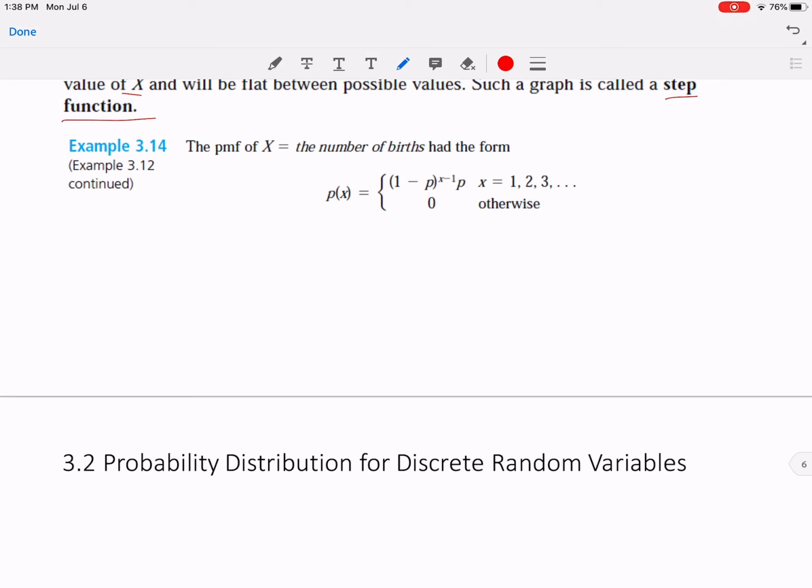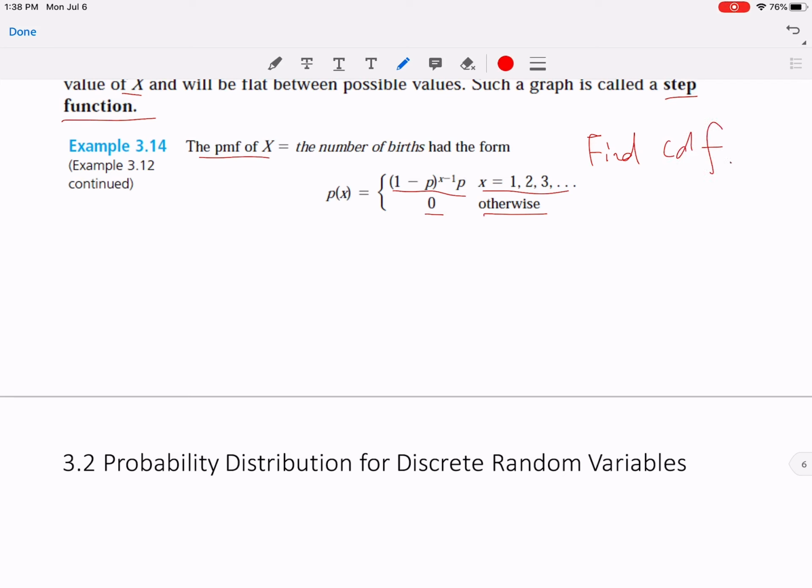Actually, we have seen this example in the previous video. The PMF of x, the number of bursts, had the form p of x is equal to (1 minus p) to the power of x minus 1, times p. That's the form of the PMF, for x equal to all the integers greater than or equal to 1, and 0 otherwise. Now, once we have the form of the PMF, let's take a look at how to find the CDF here.